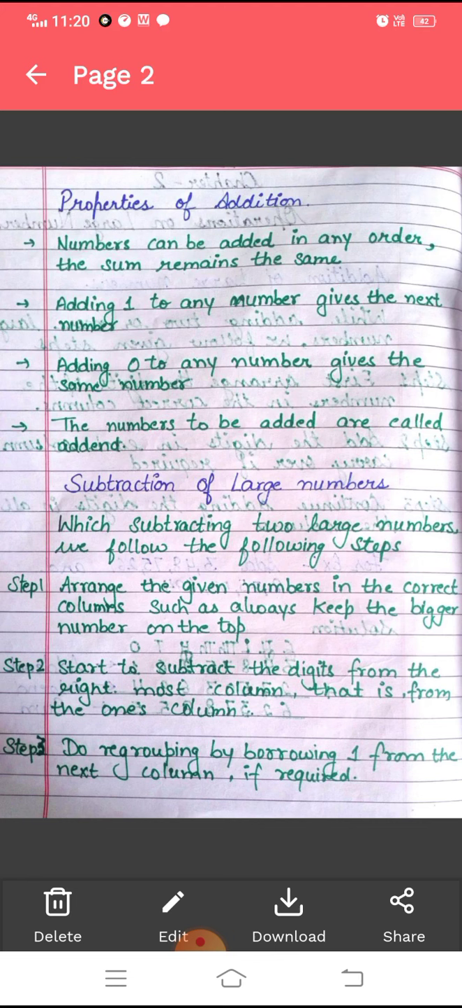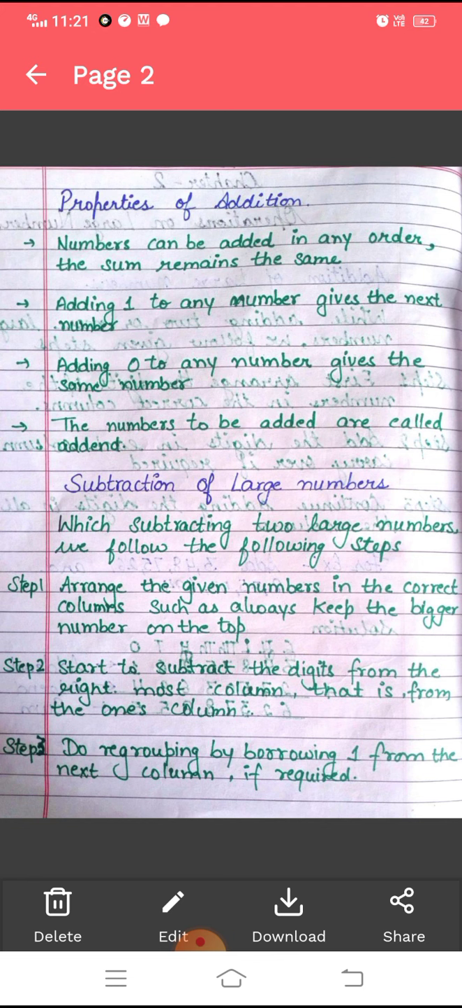When we add 1 to any number, we will get the next number. Like if we add 1 to 3, 3 plus 1 is equal to 4, so we get the next number, that is, after 3 comes 4. Now the third property is that adding 0 to any number gives the same number. Like we have 10,000. When we add 0 to 10,000, we will get 10,000 only. The numbers to be added are called addends and the result is known as the sum.